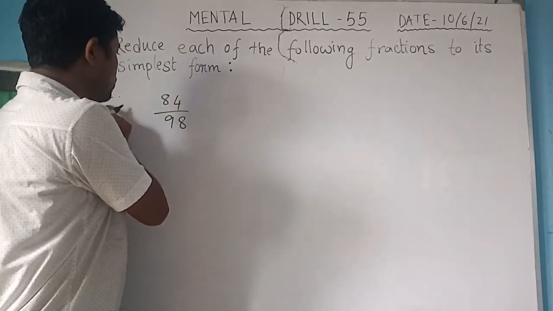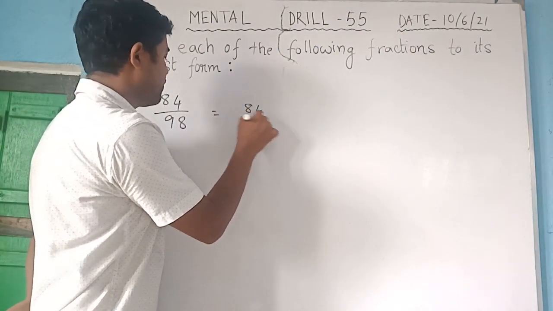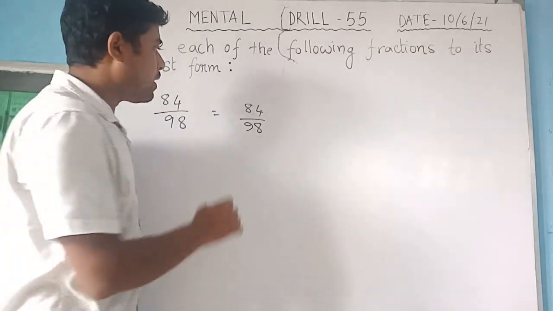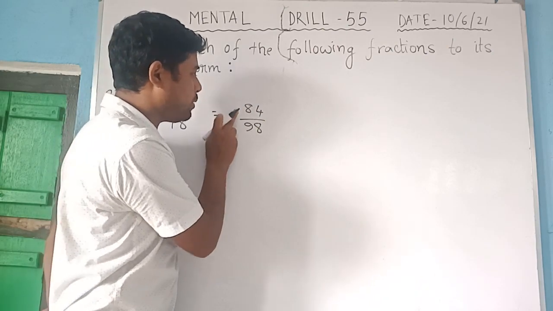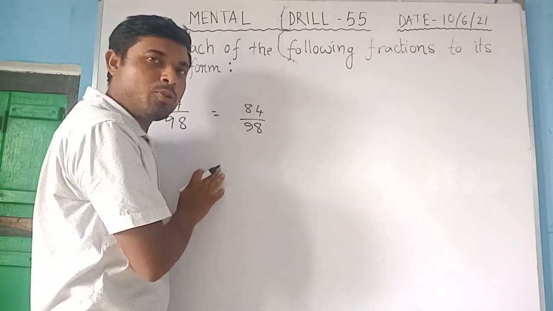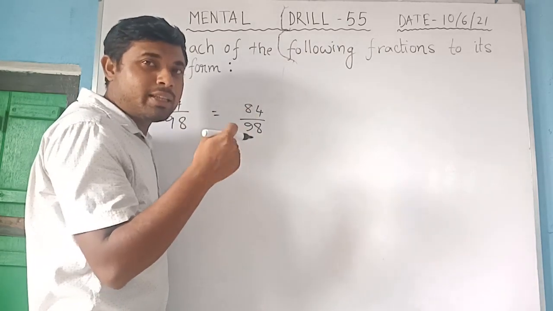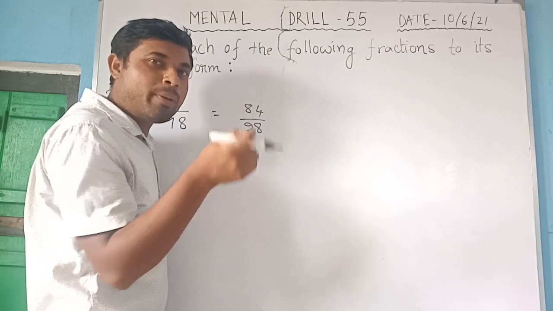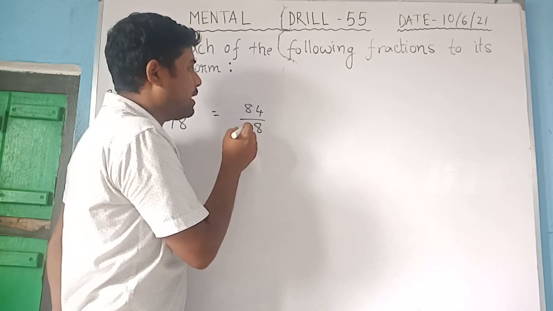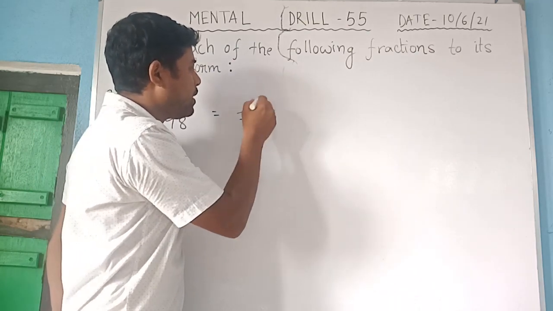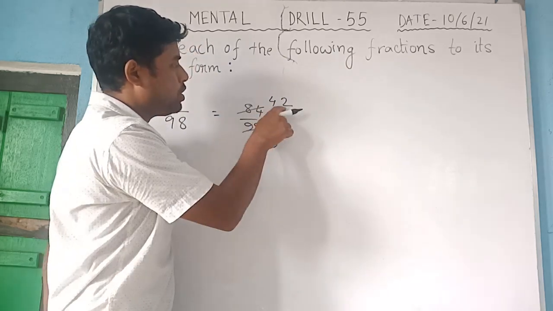Next, question number 2, 84 by 98. So what we will do? First write the fraction again. Now just see by which number you can divide both 84 and 98. Both are even numbers, that means you can cut by 2. One thing, listen: it is not necessary that every time you have to cut by a prime number. You can cut by any number. So I am dividing here by 2. It will be 42, and this will be 49.